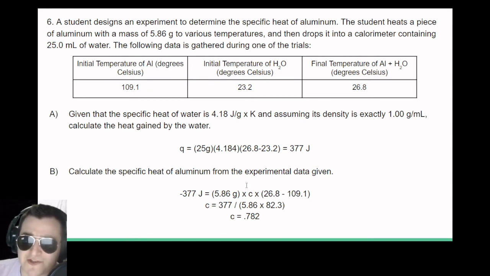And so now we're just plugging in the values, and we're solving for C. So it's 377 divided by my mass and my temperature change, and I get a specific heat of about 0.782. An honors chemistry calculation, absolutely. Where do they go from here?